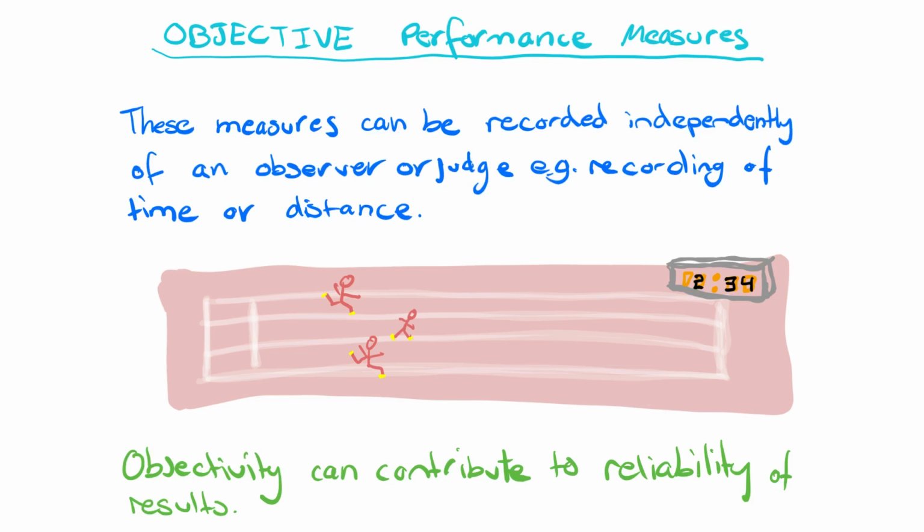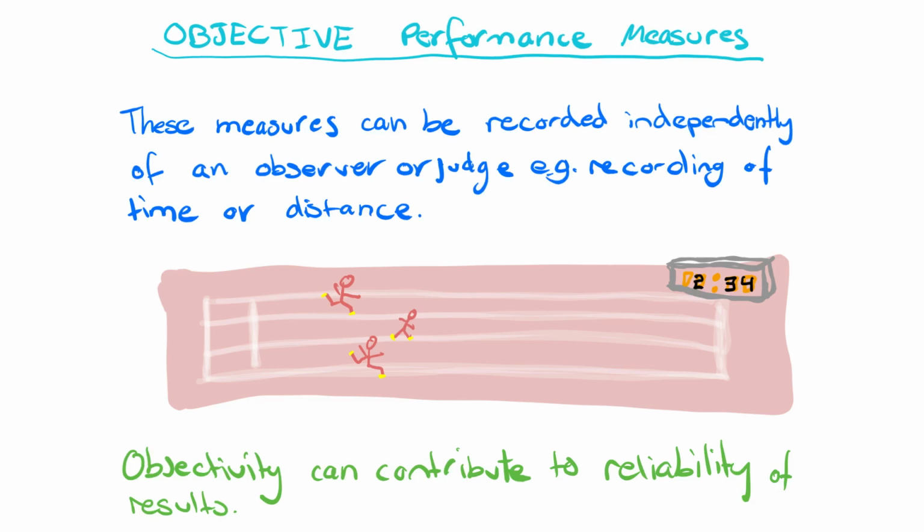Objective performance measures are those that can be recorded independently of an observer or judge, for example, the recording of a time or distance. As we said before, a 100-metre race is determined by the clock. Essentially, we just need someone to start or stop, but there's always going to be that definite winner. The only reason there may be some subjectivity to it is if it's a photo finish, but even then, it's determined by the photo and who has won from the photo.